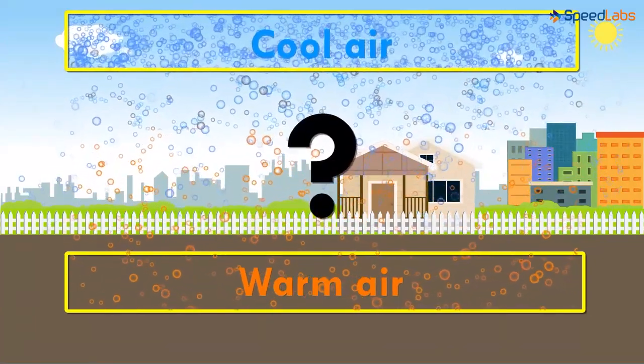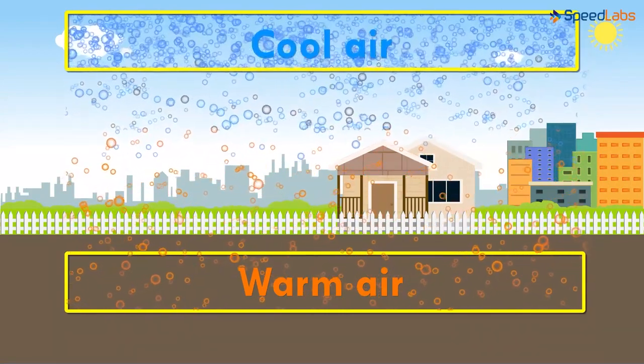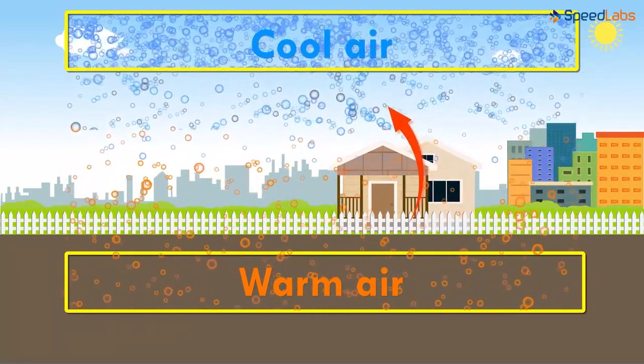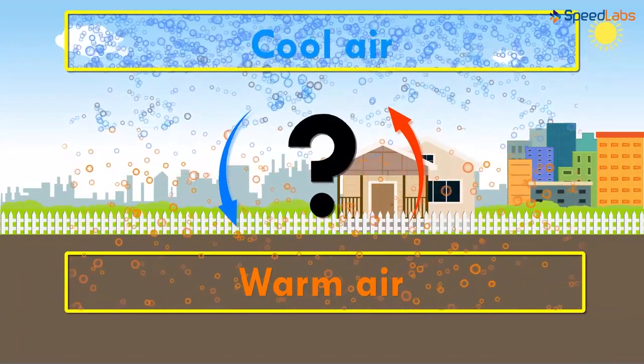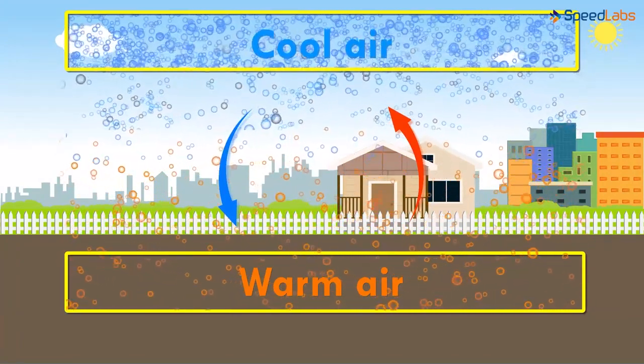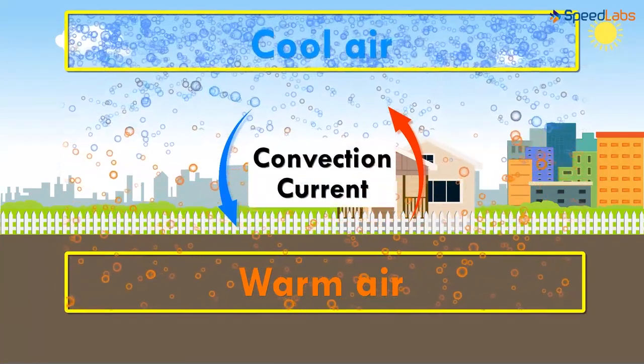What does this tell us? This tells us why warm, less dense air rises up and the cool, more dense air sinks down. What is this movement of fluids called? The up and down movement caused in air due to the change in temperature is called convection current.